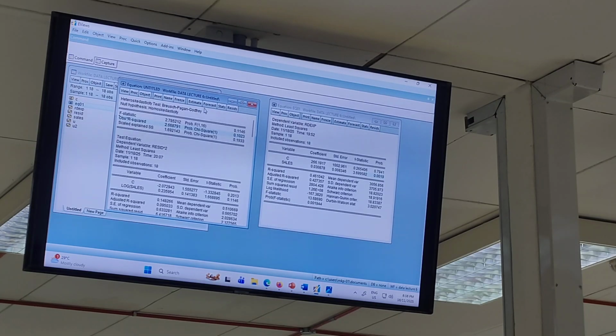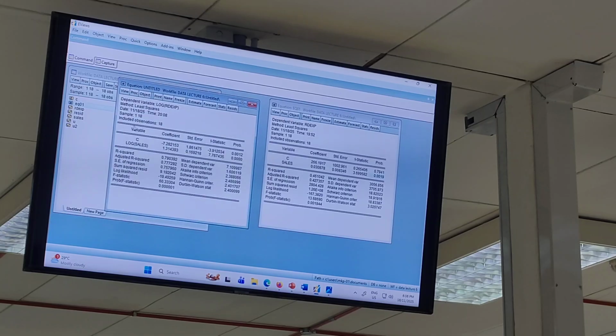So it is able to conclude the significance of log of sales, which is significant. The original one is also significant, but if you do not remedy the problem, you risk making an incorrect conclusion, because the original has heteroscedastic error variance. This one has homoscedastic error variance.